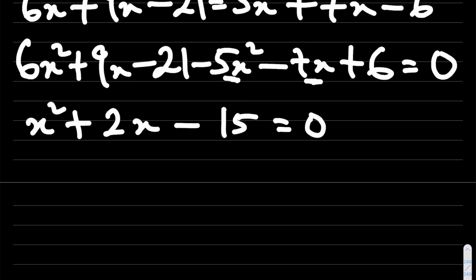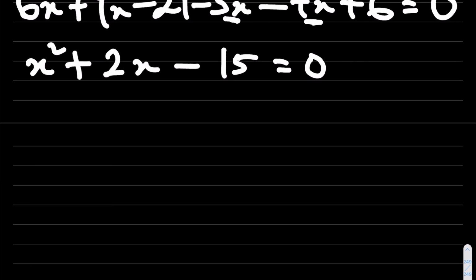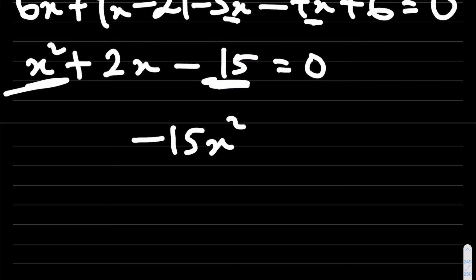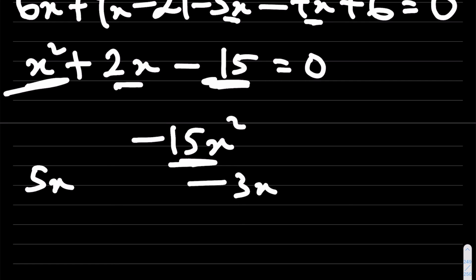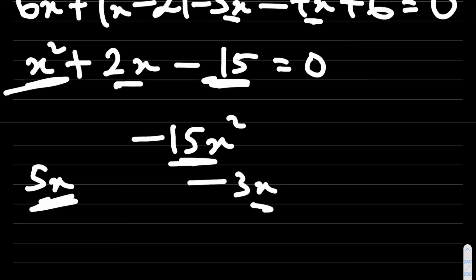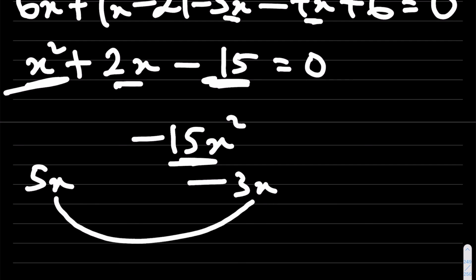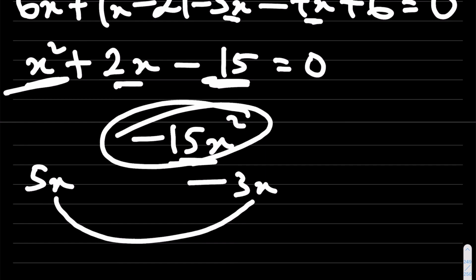Now how do we factorize? We can solve this by the factorization method, and that becomes x squared. This is what you do. Multiply x squared by minus 15. That's going to give us minus 15x squared. Now we think of two factors whose product is minus 15x squared and whose sum is plus 2x. And those factors are 5x and minus 3x. 5x minus 3x is 2x, and at the same time 5x times minus 3x is minus 15x squared.